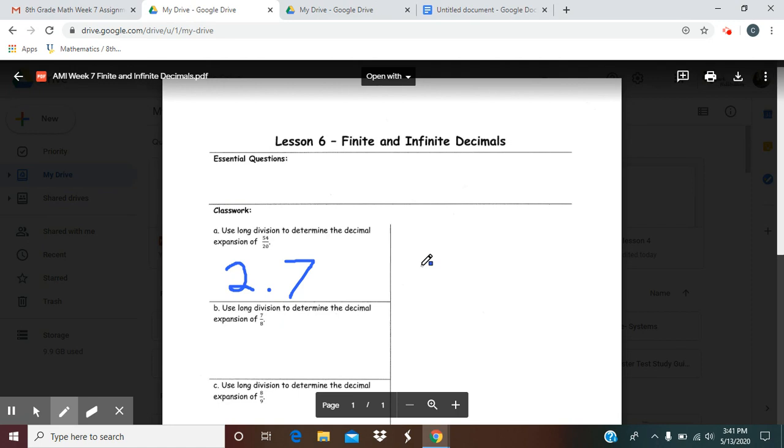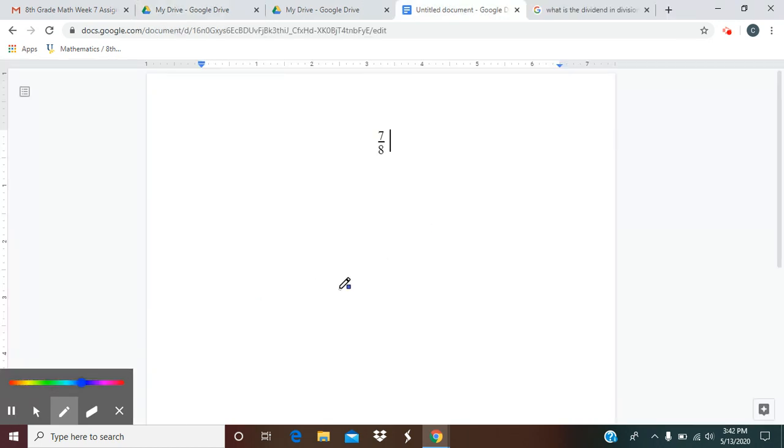All right, so now let's take a look at B, which says use long division to determine the decimal expansion of 7/8. So we're going to take it back over to our Google Doc, and I'm going to work through that one there as well for you. Okay, and now we're back, and we're going to take a look at the second one. So we have the fraction 7/8, and we want to turn that into a decimal. So once again, we are going to take the numerator, or the top number, and divide it by the denominator, the bottom number. So let's get our division bar over here.